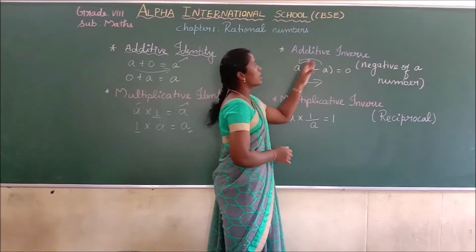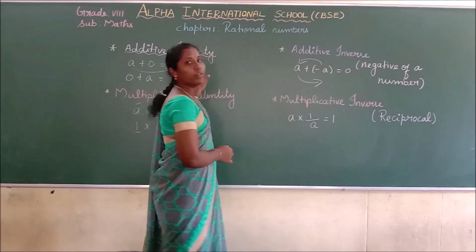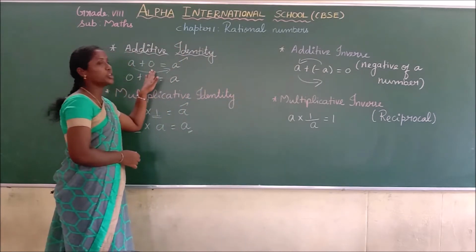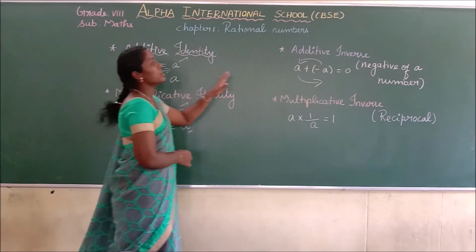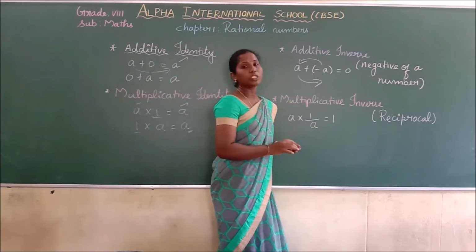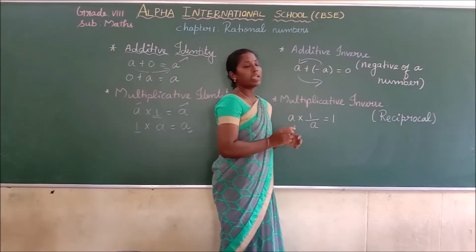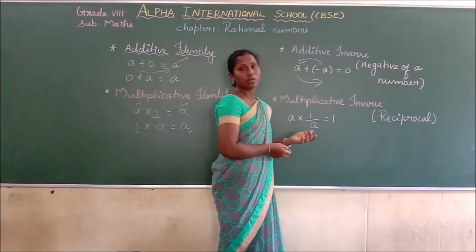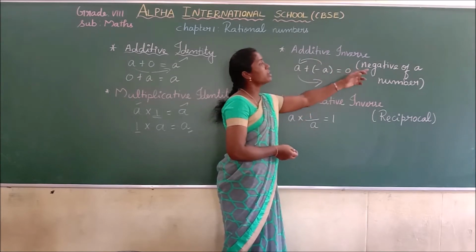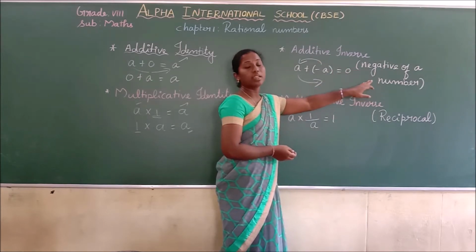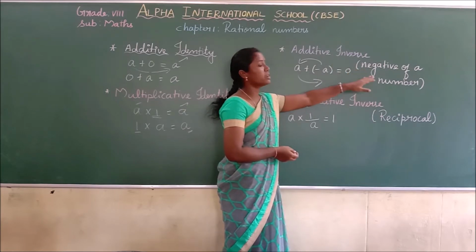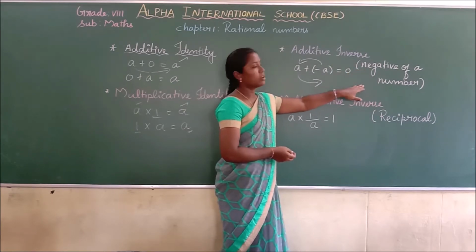So listen, in additive identity, we define a particular number as the additive identity, it is 0. But in additive inverse, we can't define a particular number as the additive inverse. It depends upon the problem. The additive inverse will be the negative of the given number.